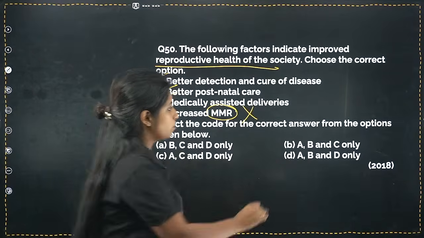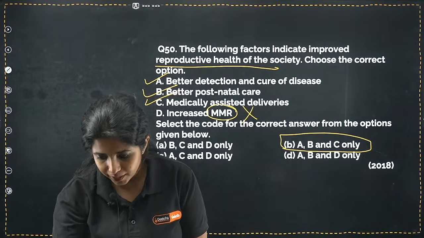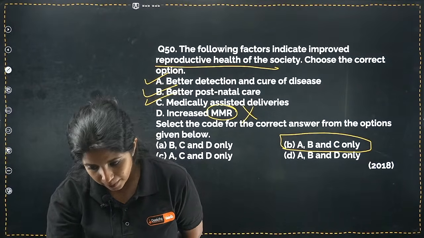And over here, I just have one option like that. That is B, which is why your answer would be B. Got it? Got it, my dear children?